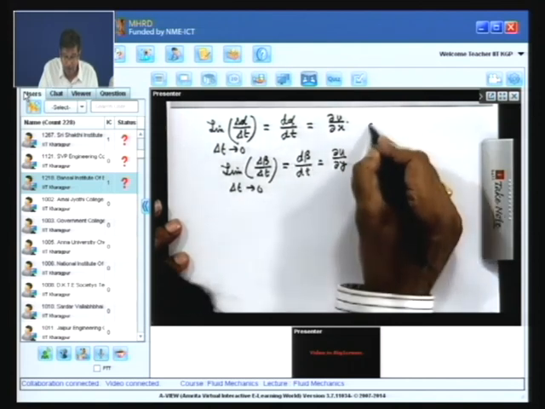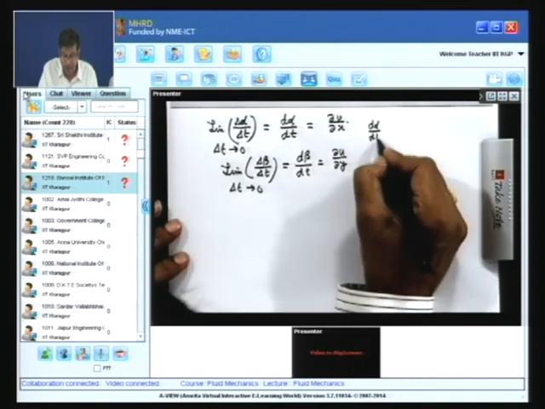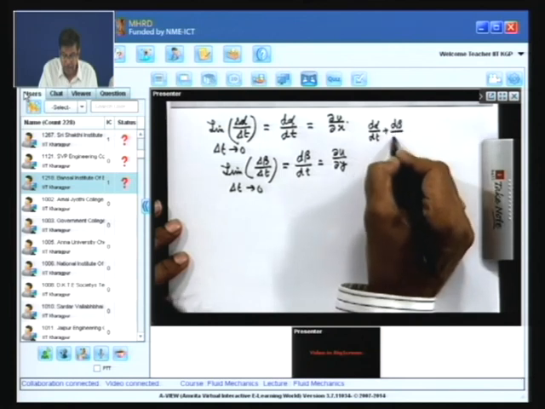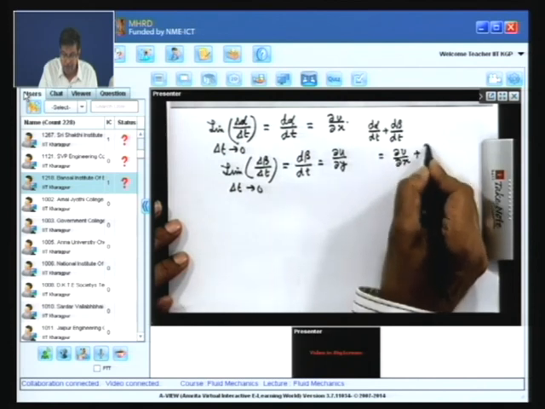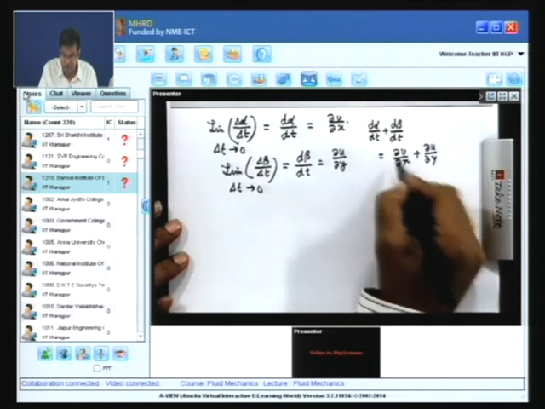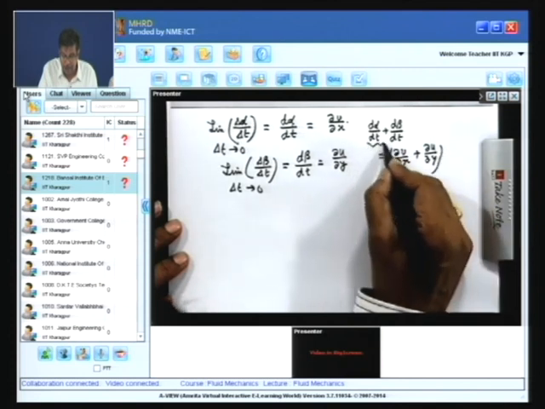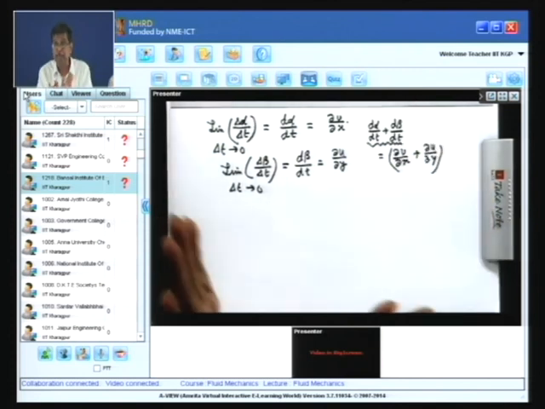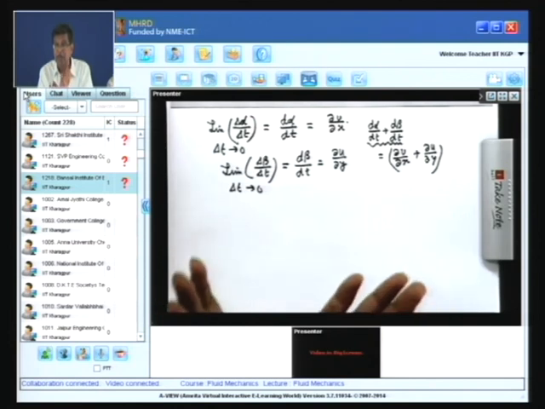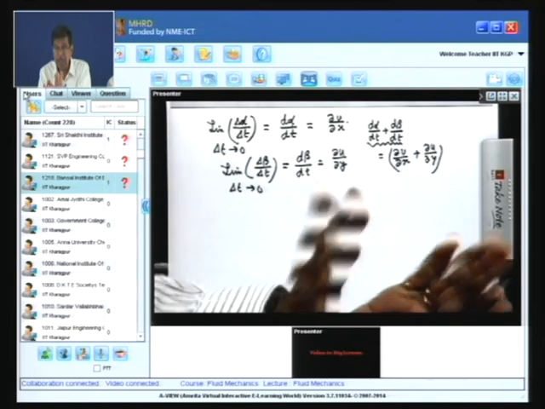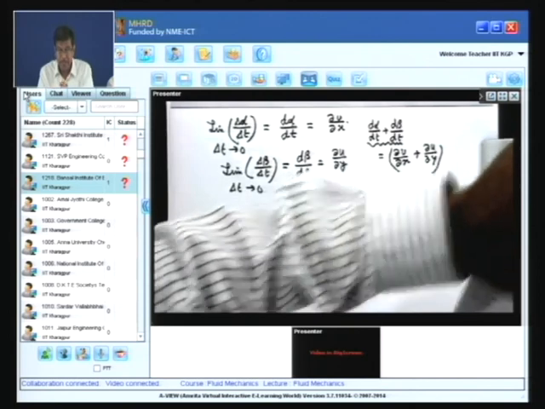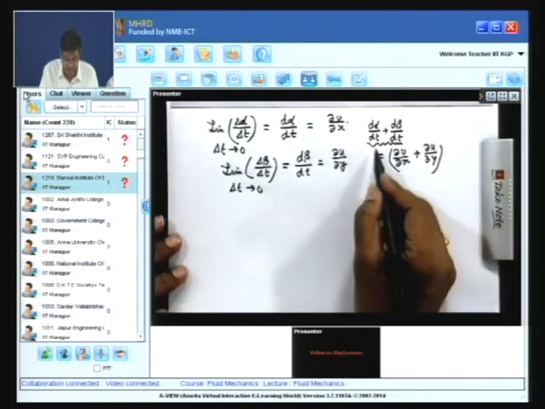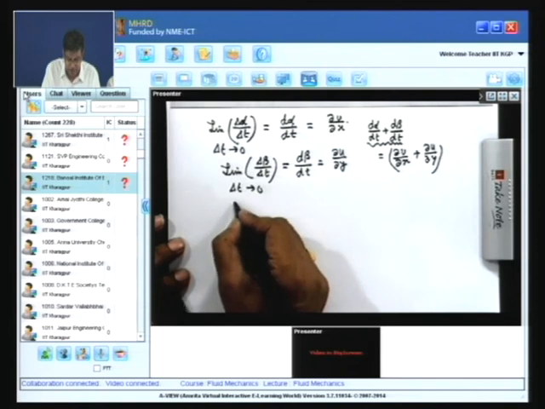So, therefore, dα/dt plus dβ/dt is given by ∂v/∂x plus ∂u/∂y, and this represents the rate of change of angle between two linear elements which were mutually perpendicular in the course of flow. What is the rate at which these two linear elements, which were initially perpendicular, are going to change? This rate of change of angle is given by that, and it is expressed as ε̇xy.